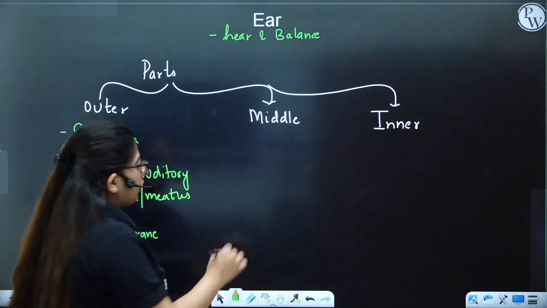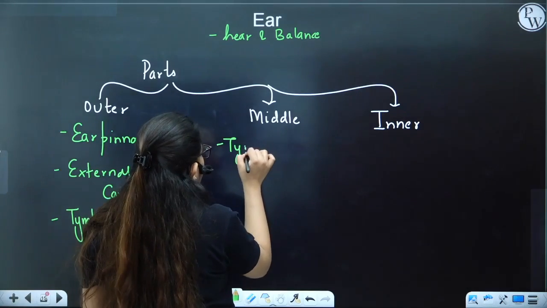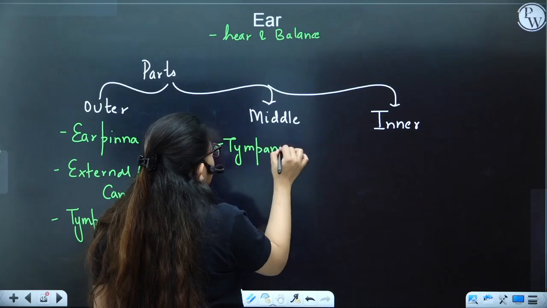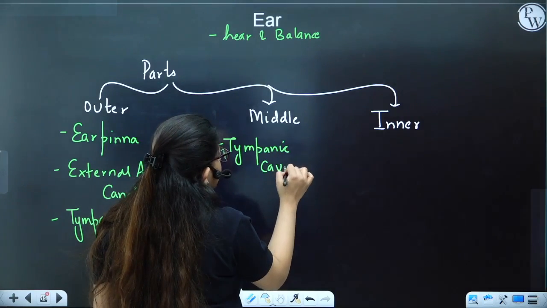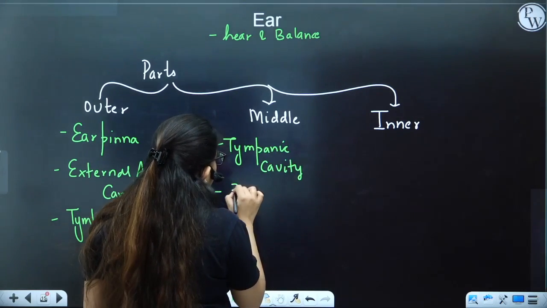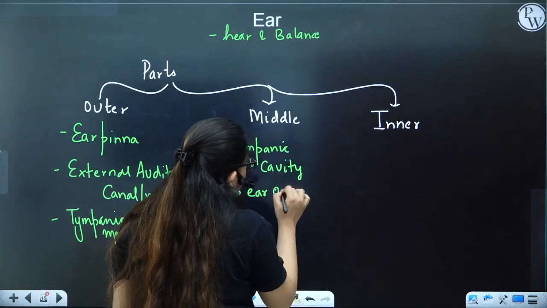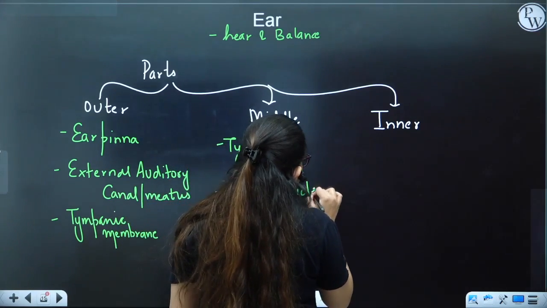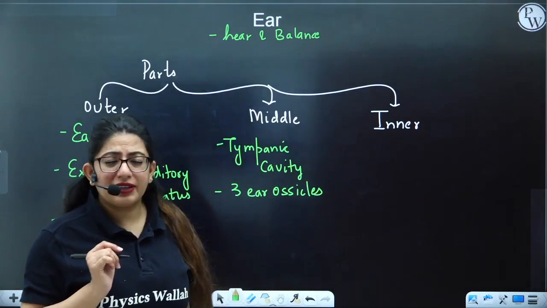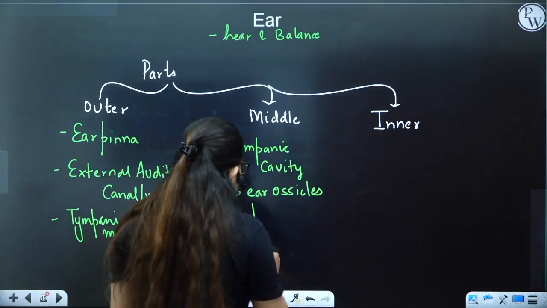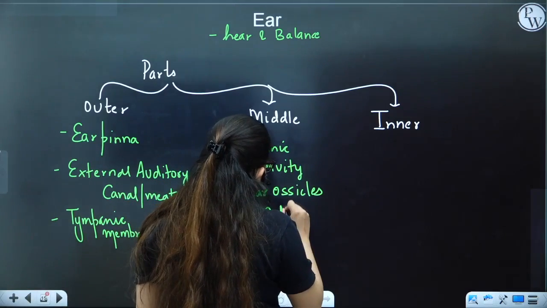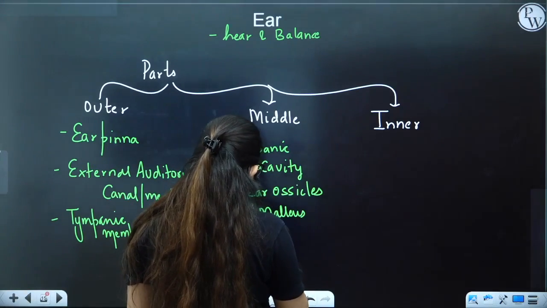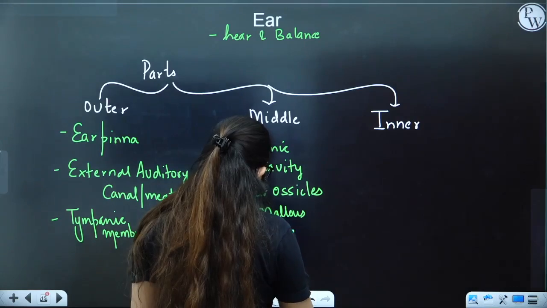In the middle ear, we have the tympanic cavity, and this tympanic cavity is a space. We have three ear bones known as ear ossicles. We have done these bones in locomotion and movement. Remember what they are? Malleus, incus, and stapes.